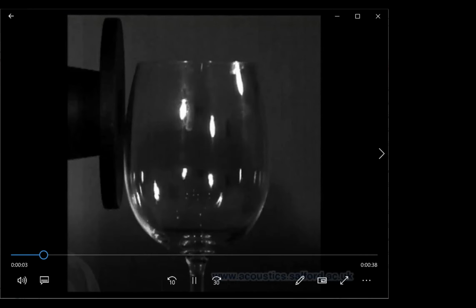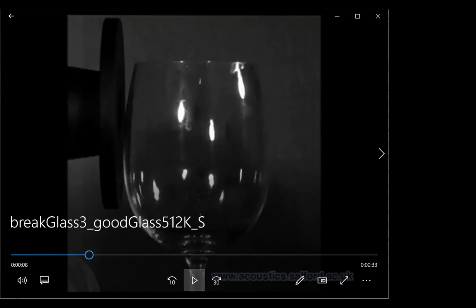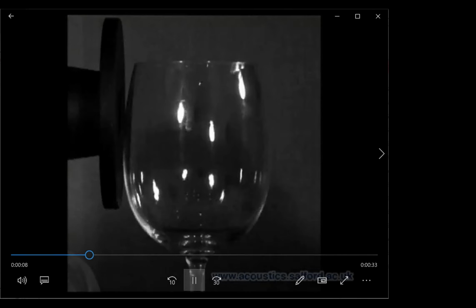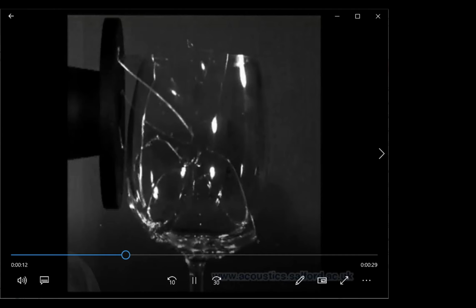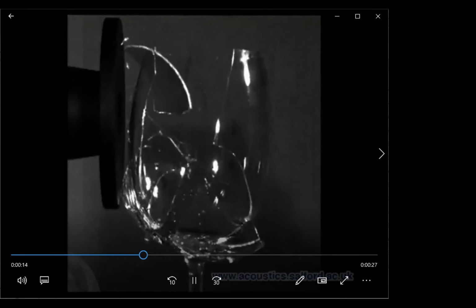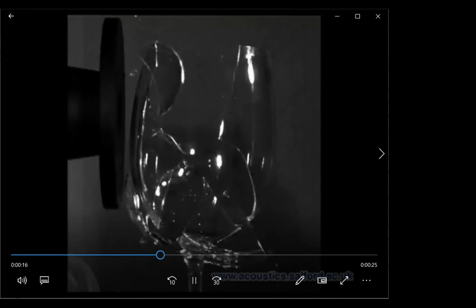So here's a wine glass with a speaker right next to it. And look at that. That wine glass is glass, right? It's not rubber. It's amazing how flexible the glass actually is. But as soon as you get it just beyond that point where it's flexing back and forth, it breaks.